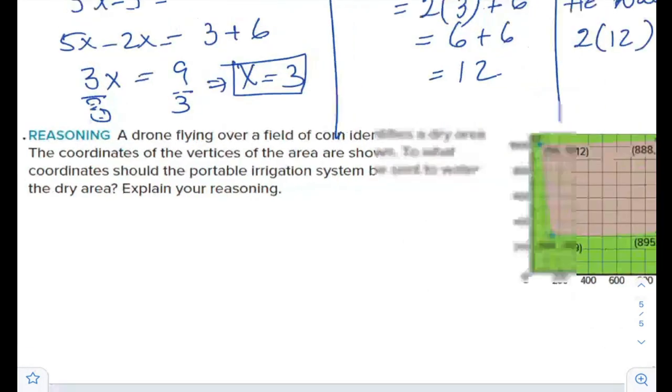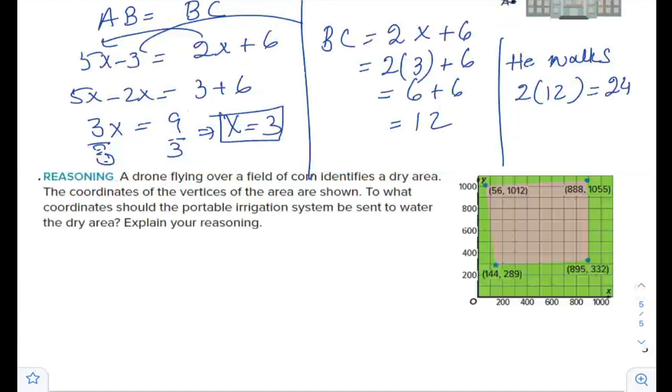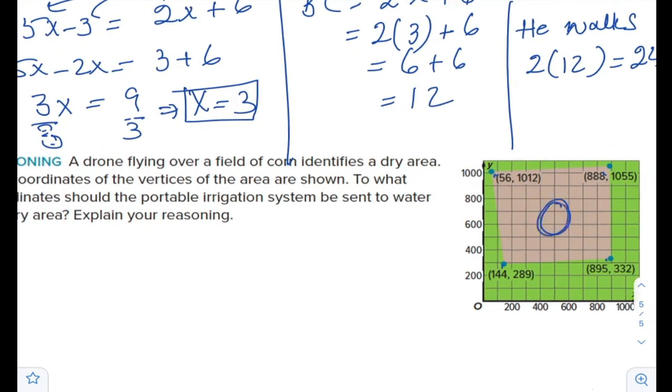Now, last question. A drone is flying over a field of corn and identifies a dry area, this brown one, and the coordinates of the vertices are given. The vertex is the intersection between two sides. To what coordinates should the portable irrigation system be sent to water the dry area? Explain your reason. Of course, it will be somewhere here in the middle, because if you pour the water here, it will be scattered around the area. It can reach all the angles or all the area.